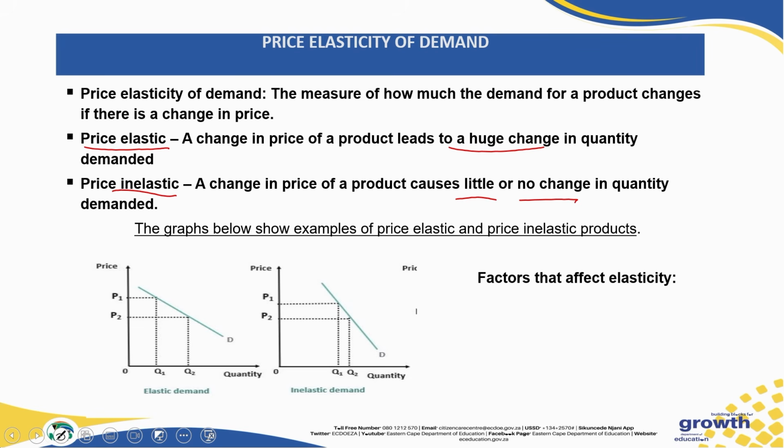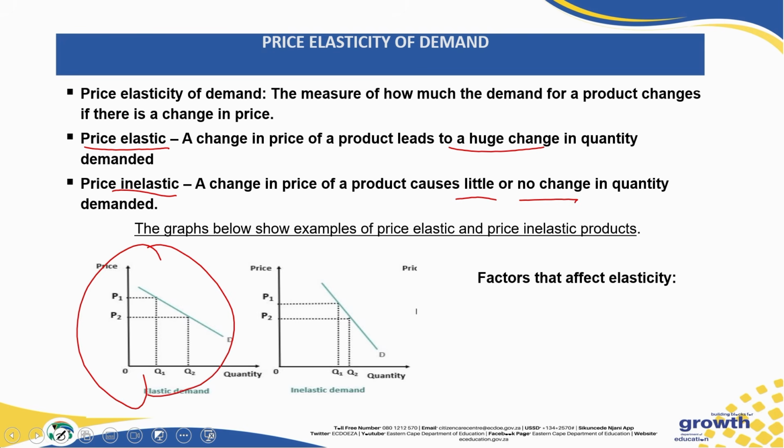But if it is price inelastic, if there's a change in price, it will cause a little or no change at all in quantity demanded. For example, let's talk about petrol. Petrol prices are increasing, but the consumers continue buying the petrol, meaning it is price inelastic. There's a little change or no change at all in the demand of the petrol. But when it comes to a price elastic product, consumers decide to stop and go for another product instead of the one that has a price change. So that is price elasticity.